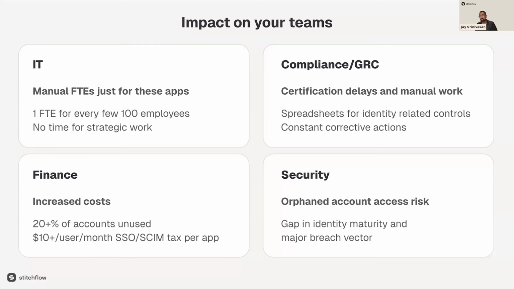What automation is supposed to do, where you provision someone, deprovision someone, instead, for every few hundred employees, you need to devote one IT person to just manually deal with these apps. And the implication here, most IT teams are incredibly strapped for resources. You have no time for strategic work because you're just treading water managing disconnected applications. So the first sort of primary impact is on IT teams.